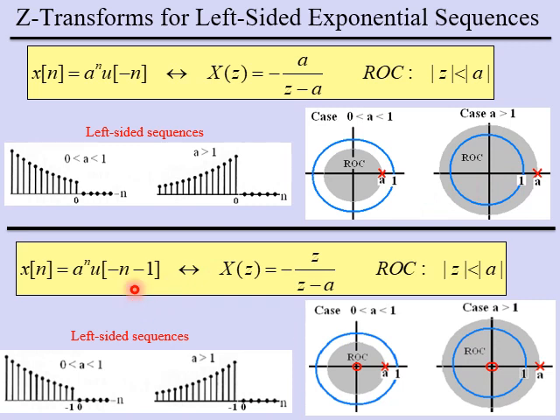A related sequence that's also going to be very useful to us is basically the same one as up here, except it's shifted over to the left by 1. So it has a step function u of minus n minus 1. So this one starts at n equals minus 1 and goes to the left in both of these cases. And its z transform is given by negative z over z minus a. And again, the ROCs are inside of the pole.